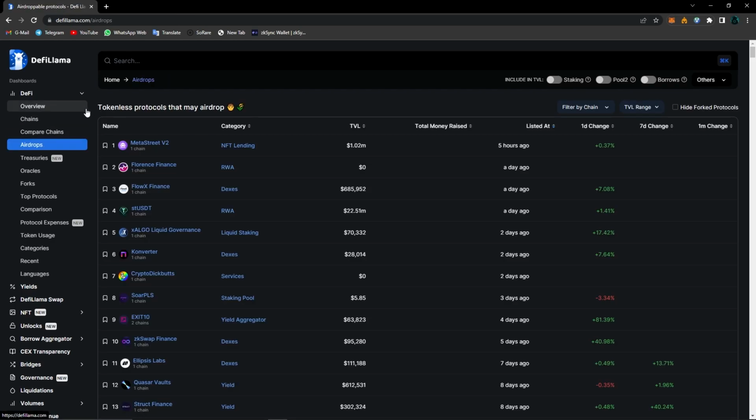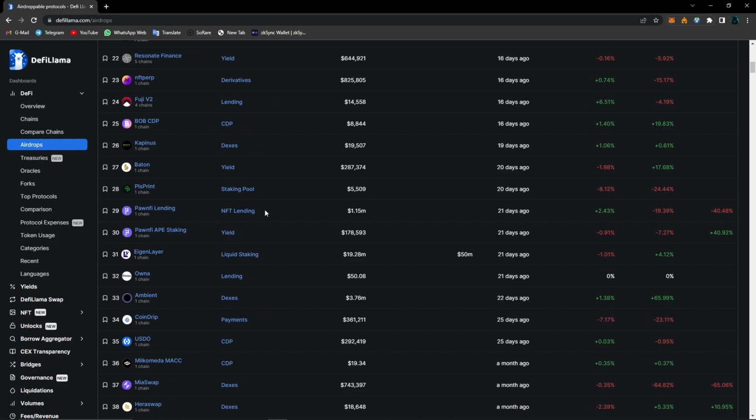So in the airdrop section, you can see the tokenless protocols that may airdrop. We can see MetaStreet V2, for example. Its category is NFT lending and its total value locked is 1.2 million. You can also see the one-day change and so on and so forth. You can have a look at different protocols.